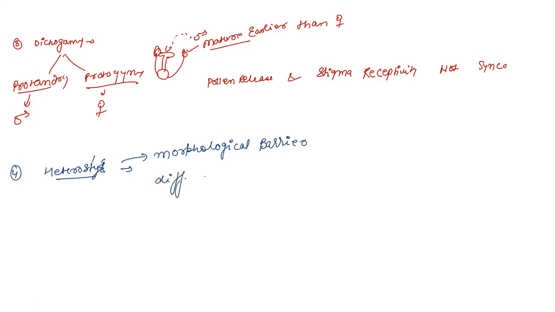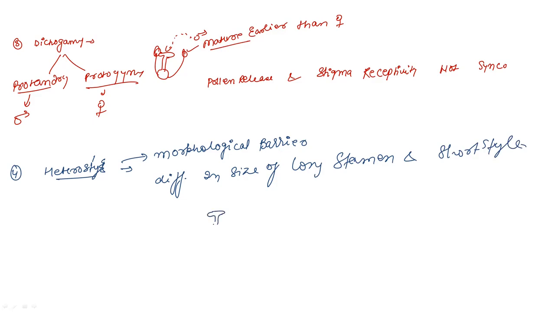See, there is a difference in size of the long stamen, right? Difference in size of the long stamen and short style. That's what your heterostyly is, right? Stigma and anther are placed at different positions.